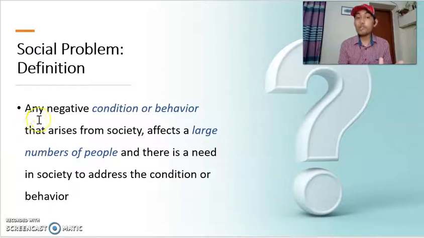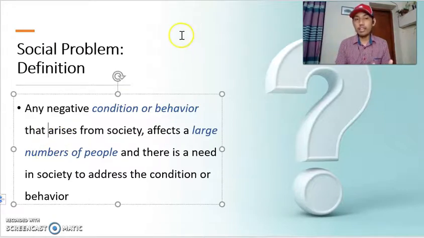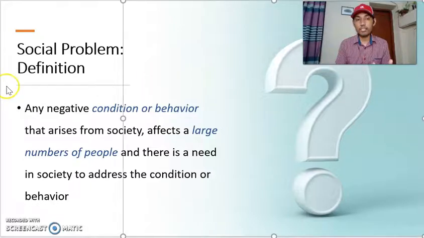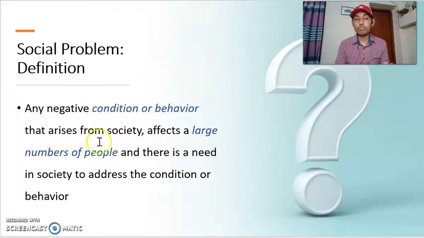It says a social problem is a negative condition or behavior. It can be a condition like unemployment or poverty, or it can be a behavior like taking drugs, violent behavior, crime, juvenile delinquency, etc. It arises from society. It emerges from society. This is very important to understand.